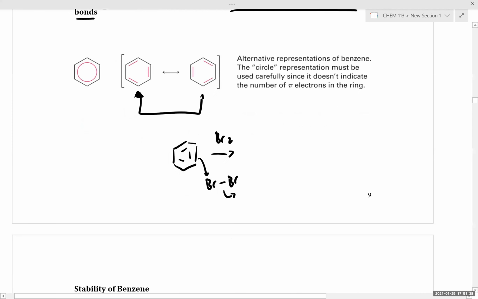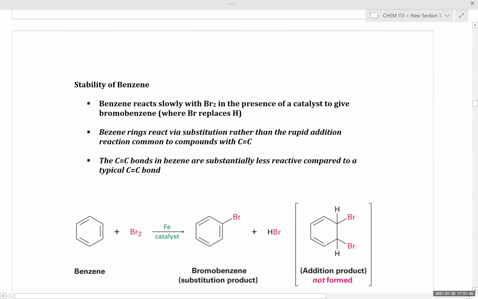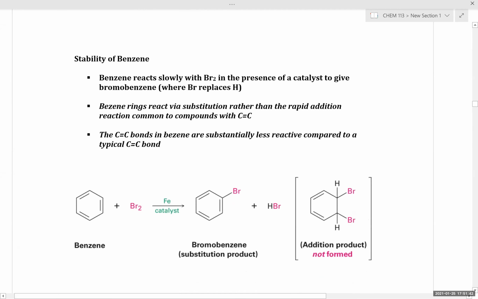Okay, so let's keep going now. And let's talk a little bit about the stability of benzene. So first, we know benzene, despite the fact that it has alkenes, it has pi bonds, will react slowly with bromine in the presence of a catalyst to yield bromobenzene, where bromine replaces a hydrogen. So rather than observing addition, what we observe is substitution.